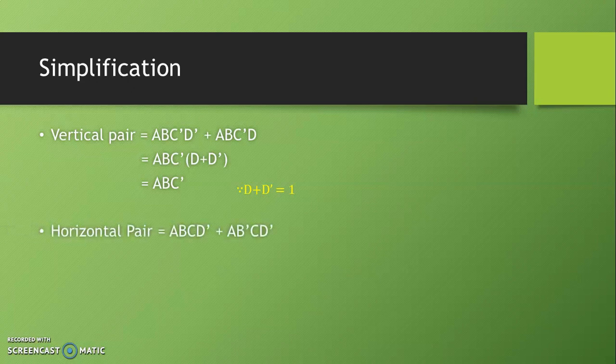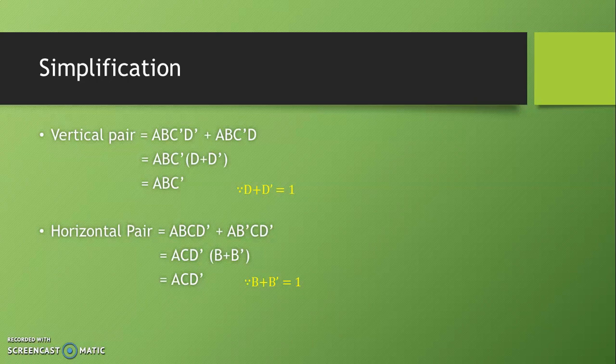Same way if we write for the horizontal pair, then we have to write A B C D bar plus A B bar C D bar. Then we can take A C D bar common from both the product terms. So B plus B bar in brackets, and then after further simplification it is A C D bar because B plus B bar is equal to 1. So we can see that from the horizontal pair also we have eliminated one variable.